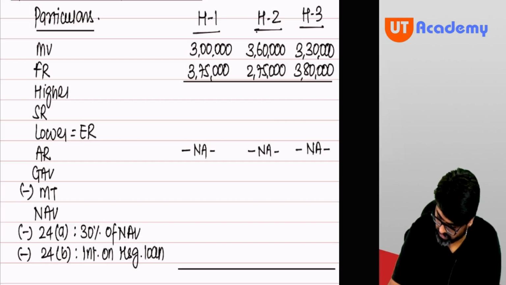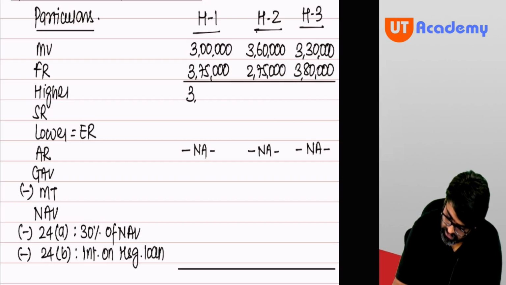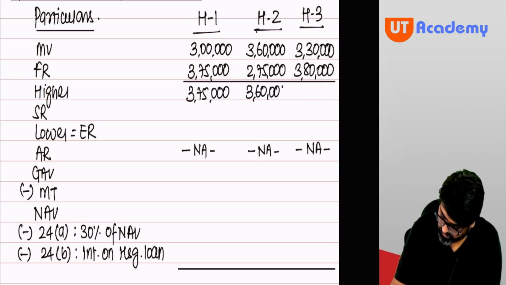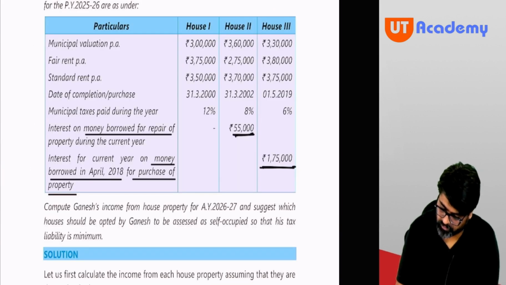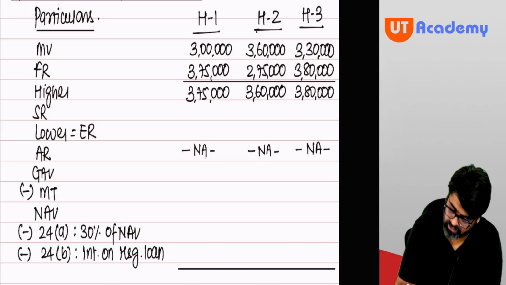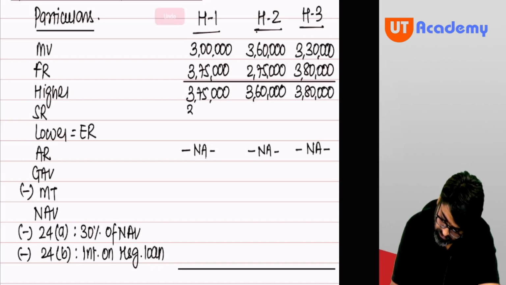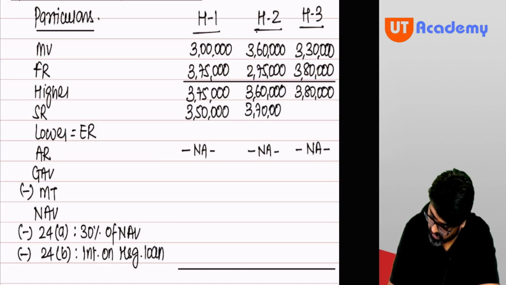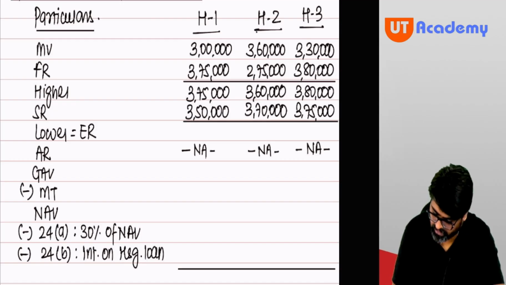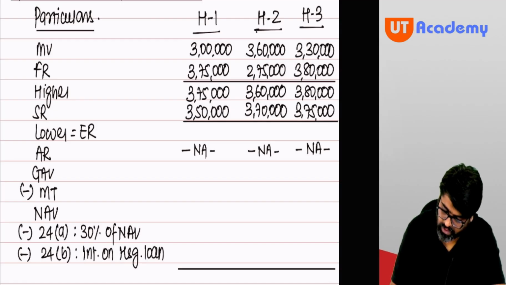So, can I now calculate my higher amount? 3 lakh 75. Here it will be 3 lakh 60. Here it will be 3 lakh 80. Everyone getting it? What is the standard rent? 350, 370 and 375. Understanding or not? Easy or difficult? Easy? Okay.